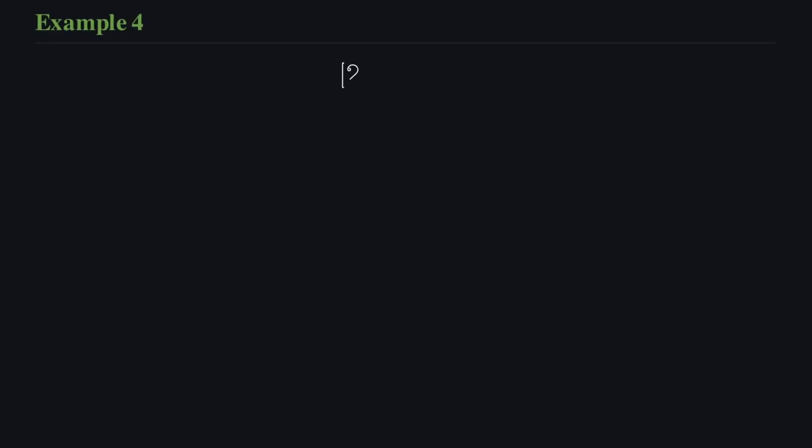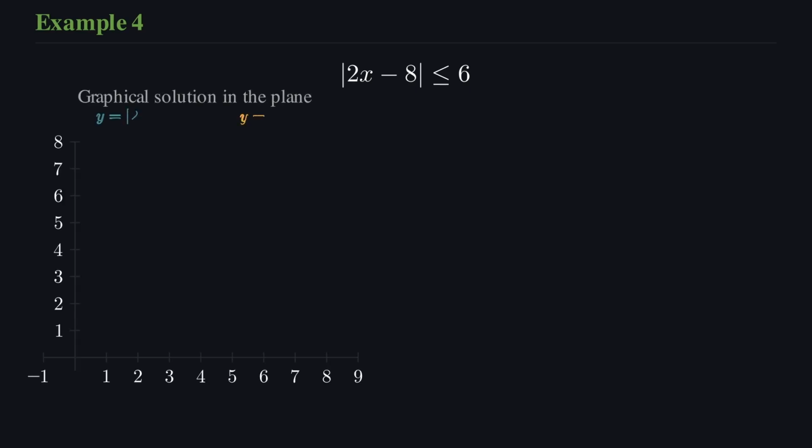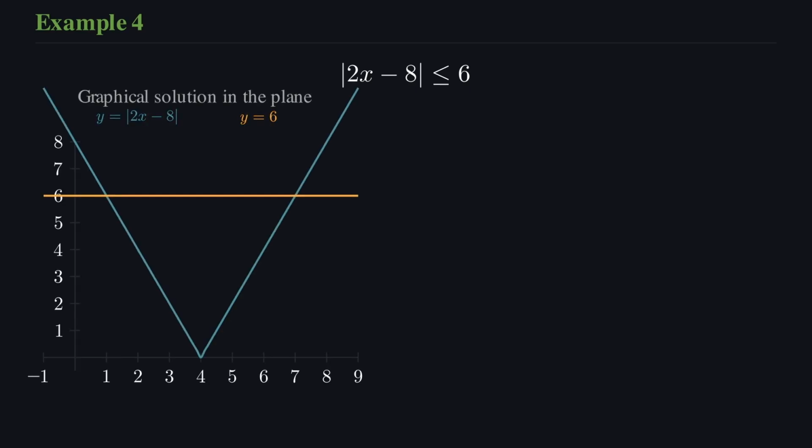Example 4. Solve absolute value of 2x minus 8 is less than or equal to 6. Graphical solution in the plane. We draw y equals absolute value of 2x minus 8 and the horizontal line y equals 6. The inequality tells us to keep the parts of the v graph that lie on or below the line y equals 6. We can see on the picture that the graphs intersect at x equals 1 and x equals 7.